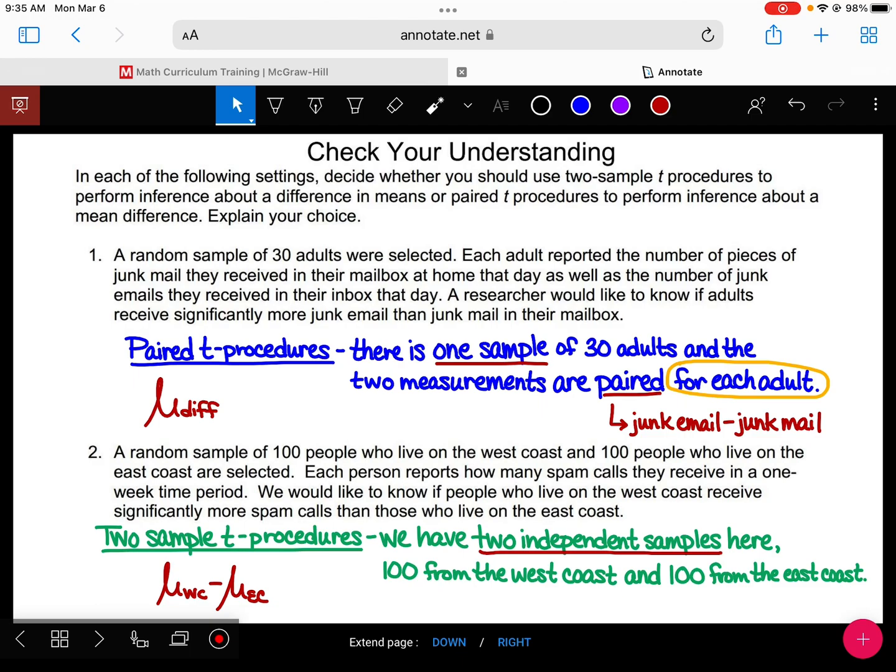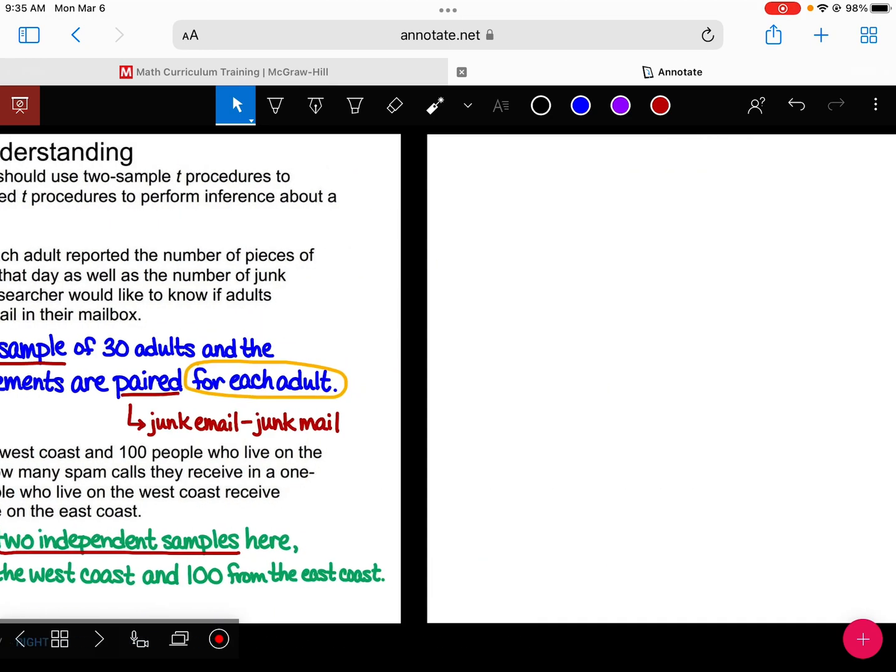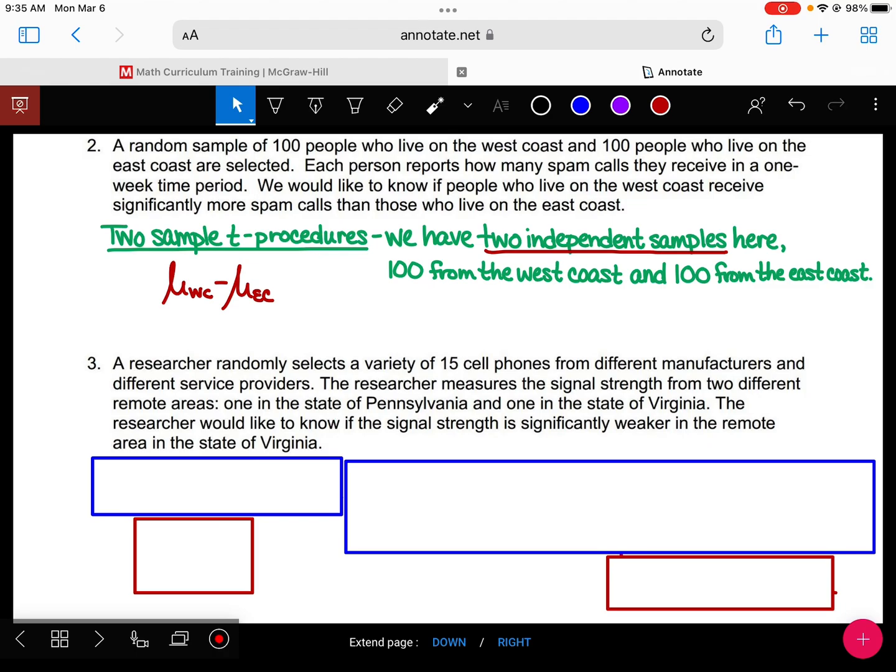The last one was a little bit tricky. How many samples do we have? One sample. What is it that makes up the sample here? 15 cell phones. They're from all different kinds of manufacturers. They have different carriers, but it is only one sample of phones.